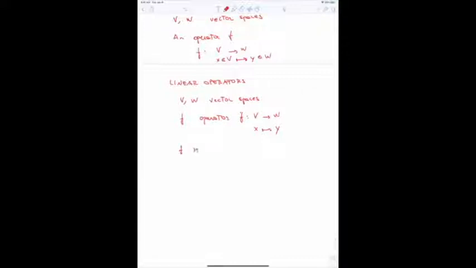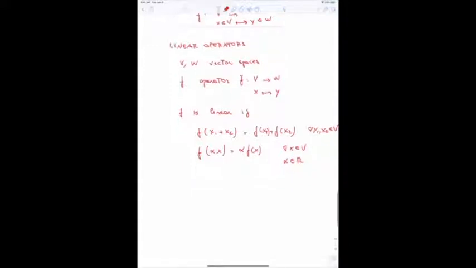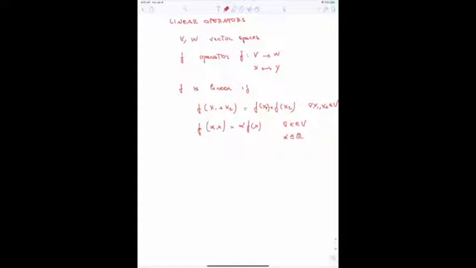Now, F is linear if f of x1 plus x2 is equal to f of x1 plus f of x2 for every element x1, x2 in the vector space V. And then f of alpha x is equal to alpha f of x for every vector in V and for every alpha in the set of real numbers. So x is a vector, alpha is a scalar.